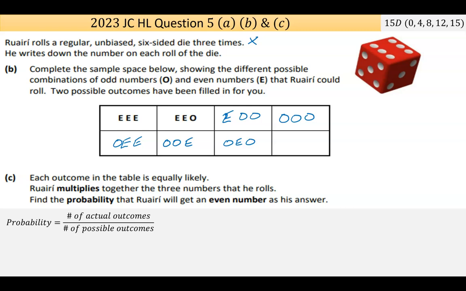Now here's where my lack of organization is going to hit me. I'm going to have to problem solve what the other one is, and my brain doesn't always do that very well. And I'm missing out on the even first, odd second, even third. So that should be it.